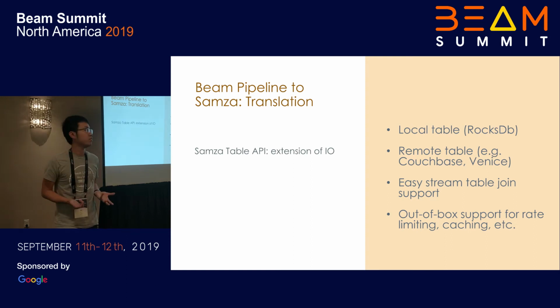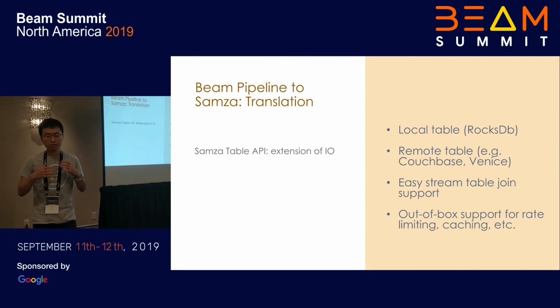So beyond I/O, like Kafka I/O and other I/O, we also have a very interesting feature in Samza called the Table API. It's more like an extension to I/O. It could contain a local table or a remote table. For a remote table, for example, it could be Couchbase. It could be all the other databases that I have mentioned.